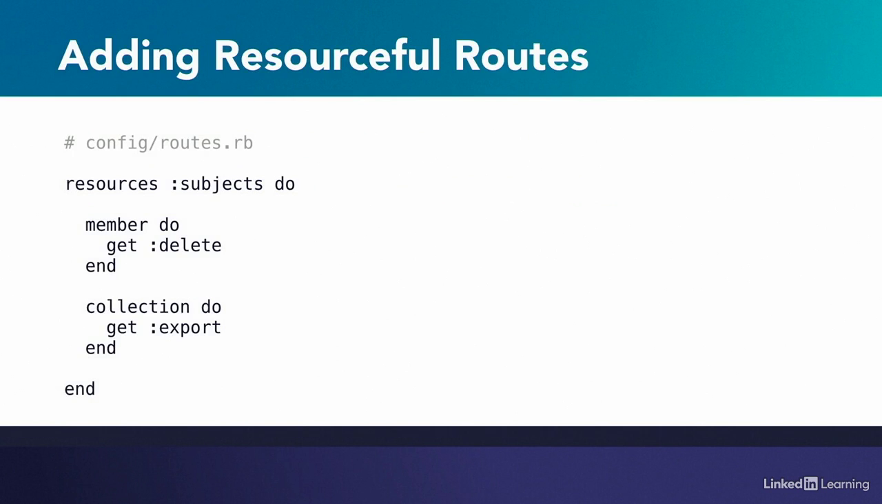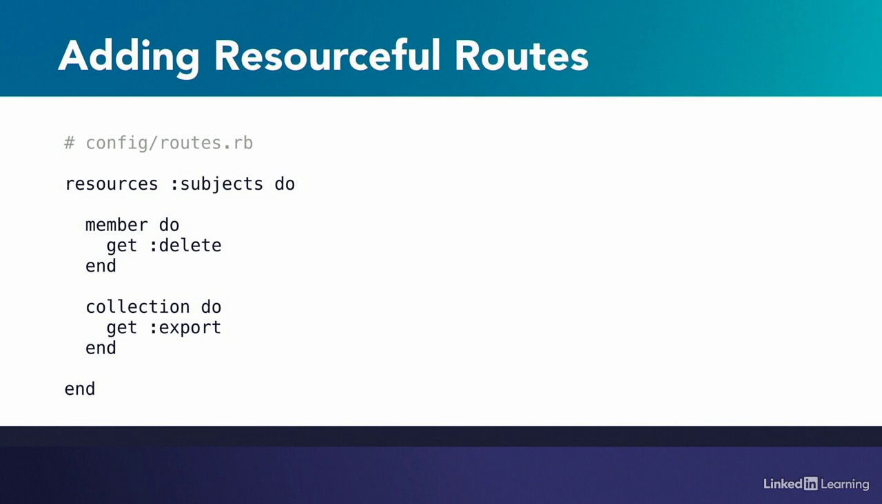For example, delete is not included by default. When you call resources subjects, it does not provide a delete action. If you want that, you'll have to add one by adding a block that says member end, and then in between, define a get route for delete. Now the member is important there because it says that we're expecting to be working with a specific item in the resource. In this case, a single subject that we want to delete.